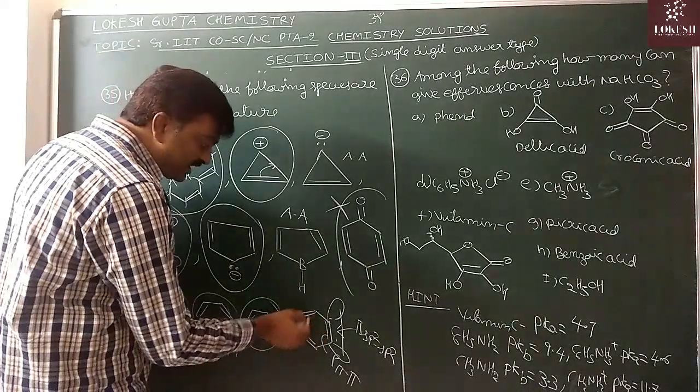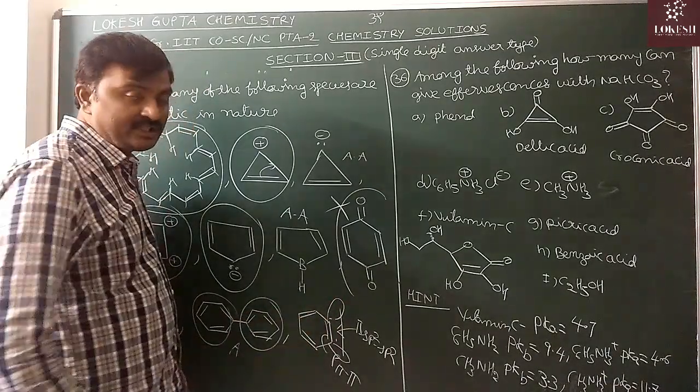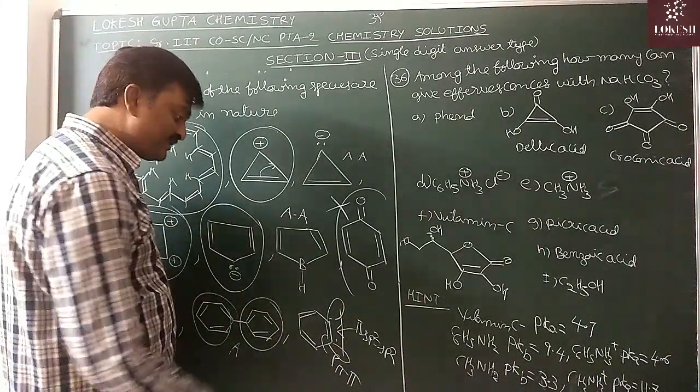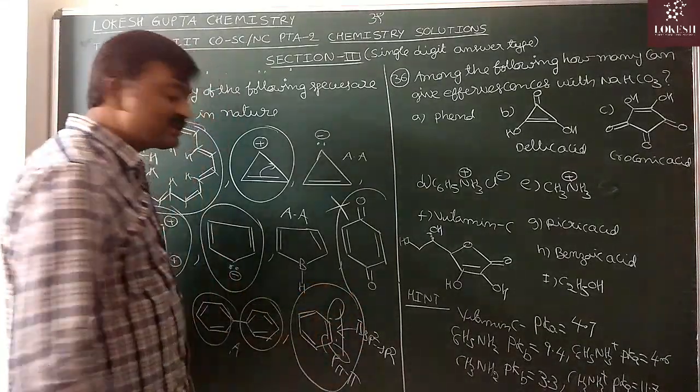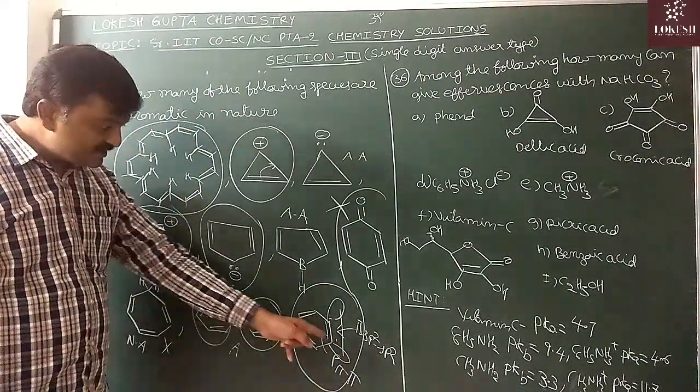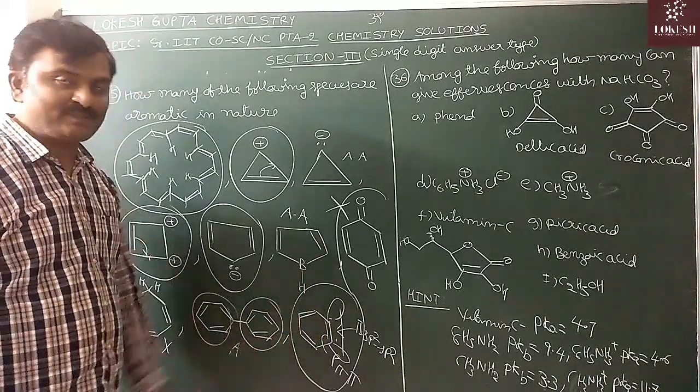So delocalization of these 3 pi bonds is only possible. This one, delocalization is not possible. So that's why there is delocalization of 6 pi electrons. That's why benzene is also aromatic. In this benzene, all the carbons are sp2 only, not sp.